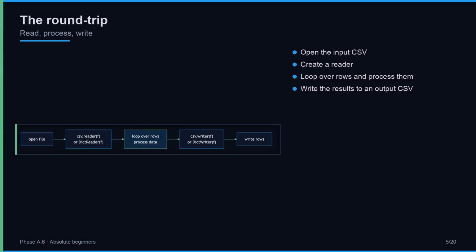Loop and read. Here is the shape of a real CSV script. You open the input file and create a reader. You walk through the rows one by one, processing each, filtering, converting, transforming. For each row you want to keep, you hand it to a writer that sends it to the output file. Read, process, write. That is the loop. Almost every CSV script in the wild follows this shape, and by the end of this lesson you will have written it yourself. Read, process, write.